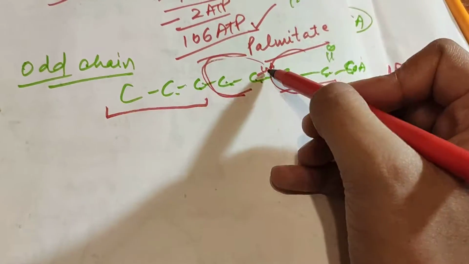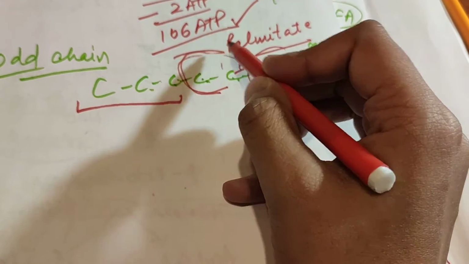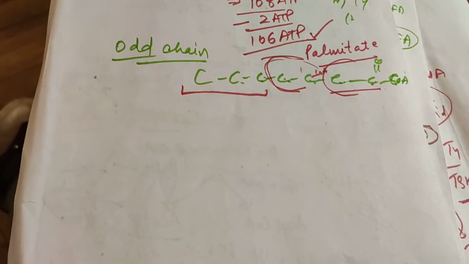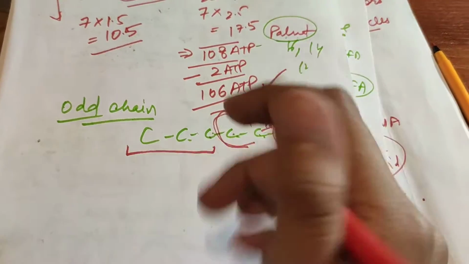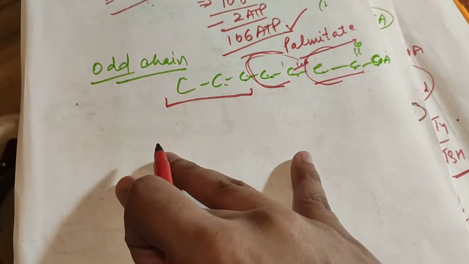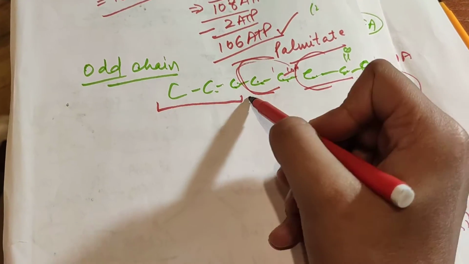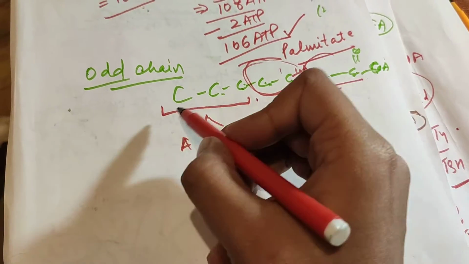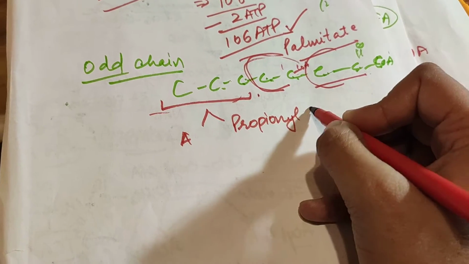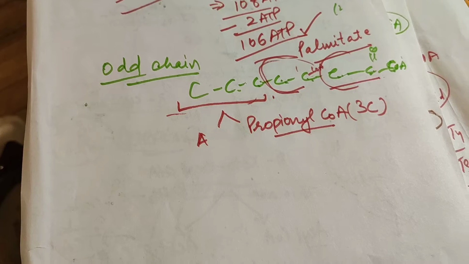Every time, coenzyme A is put in at the double bond and acetyl coenzyme A is formed, as we discussed in beta oxidation in the previous video. But in the odd chain, 3 carbons are left at the end. So there are two products: one is acetyl coenzyme A, and the other is a 3 carbon unit known as propionyl coenzyme A.